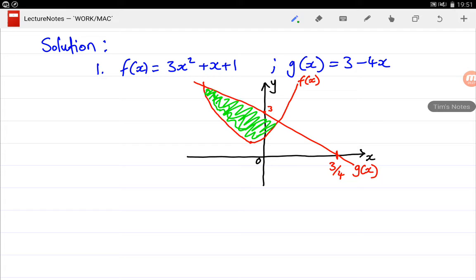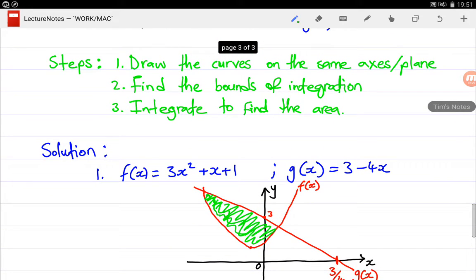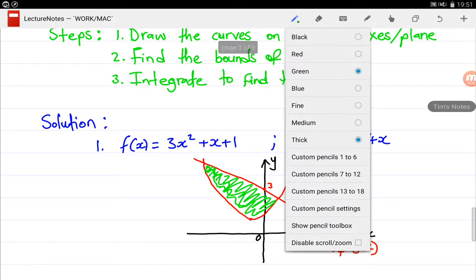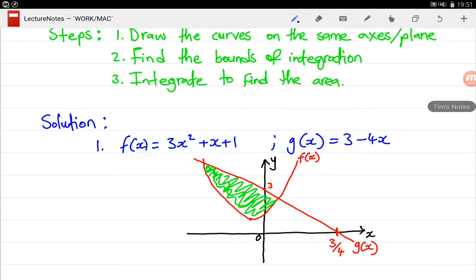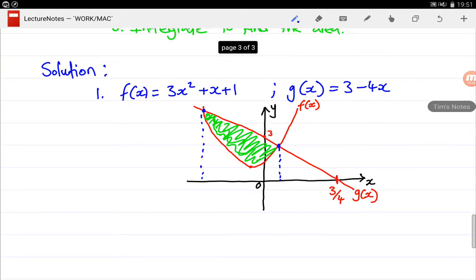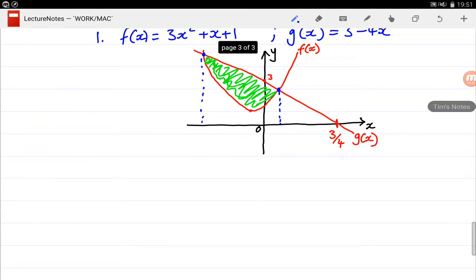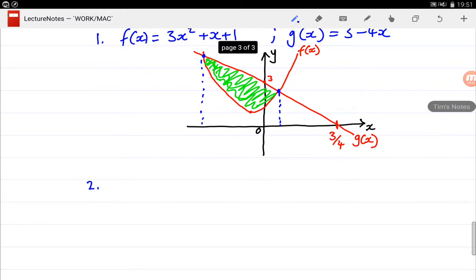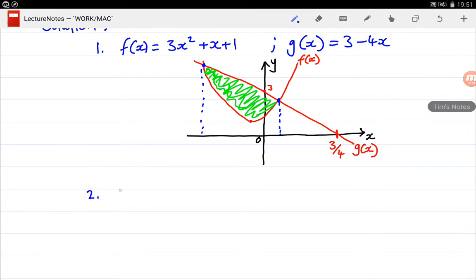Okay, so the next step is we have to find the bounds of integration. So this simply just means we have to find that point here and that point there, and I'm just going to label it, because this is going to give us our boundary of integration with respect to x. So I'm just going to write this as number 2. And like I said, to find those 2 points, we have to say f of x is equal to g of x.